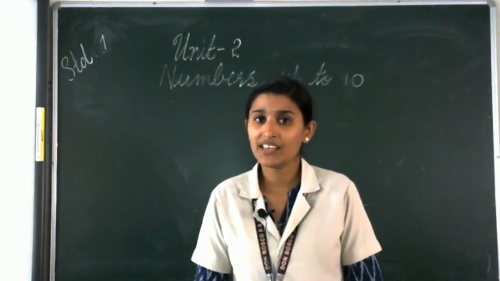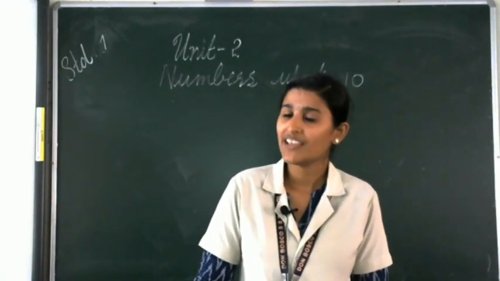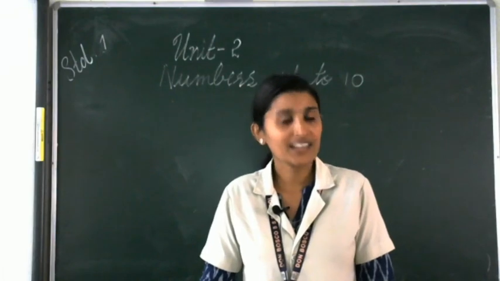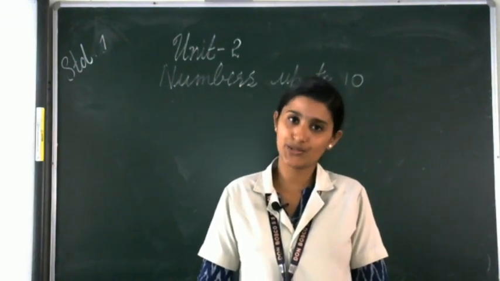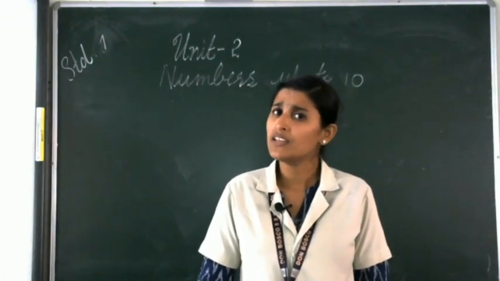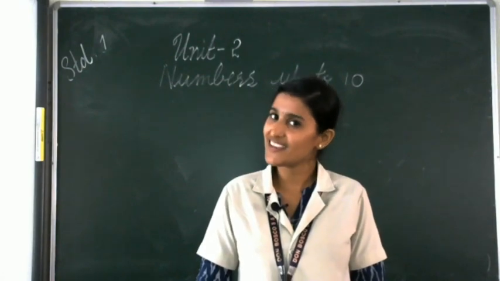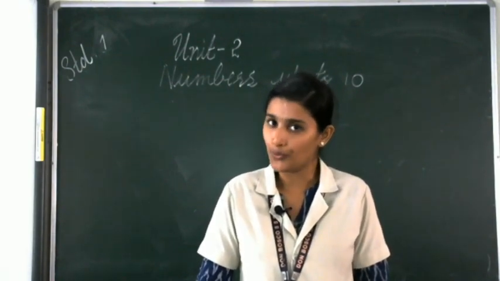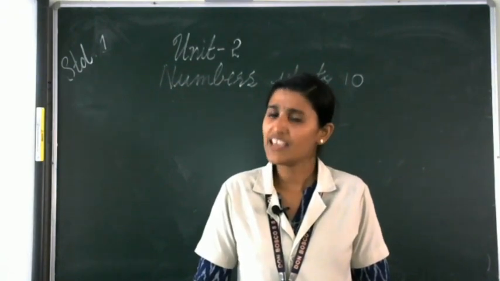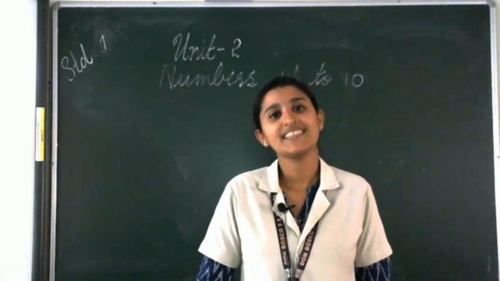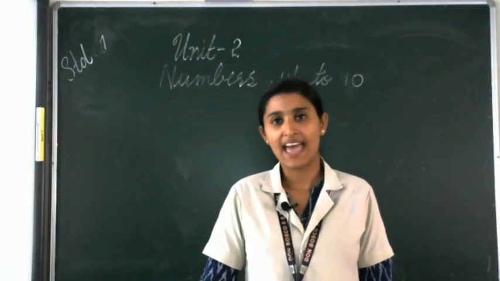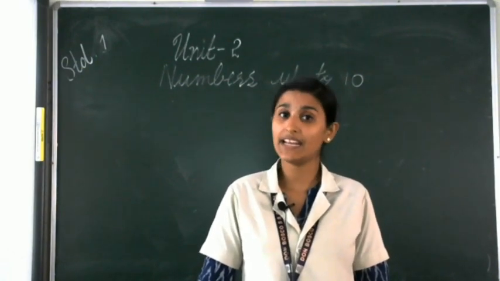What is the first number? Yes, it is 1. After 1, 2. After 2, what is the next number? Is it 3 or 4? Yes, it is 3. After 3, 4, 5, 6, 7, 8, 9 and 10. So you have studied all those things.